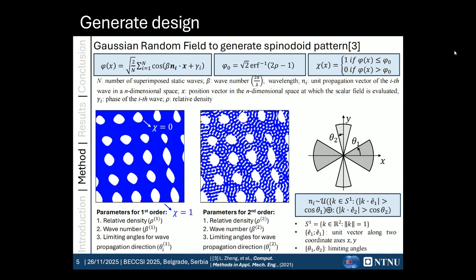These spinodoid-like materials are mainly governed by three important parameters: the relative density, the wave number, and the limited angles for the wave propagation directions. In the second order, we are still using the Gaussian random field method, but in this case we developed two important features, called theta 1 and theta 2. These two parameters can easily tune the anisotropic behaviors of the structures and also the hierarchical patterns. Here, the main three parameters are still relative density, wave number, and limited angles for the wave propagation. The numbers 1 and 2 represent the different orders.